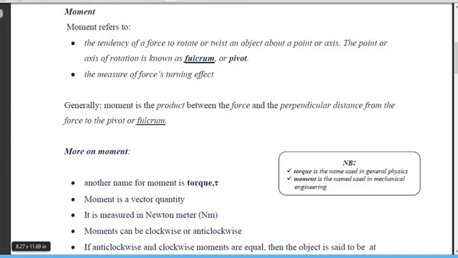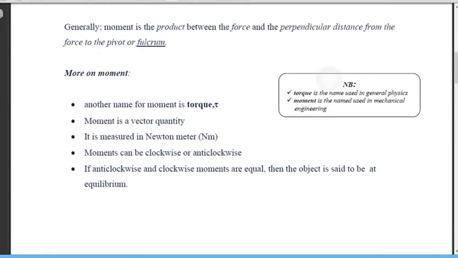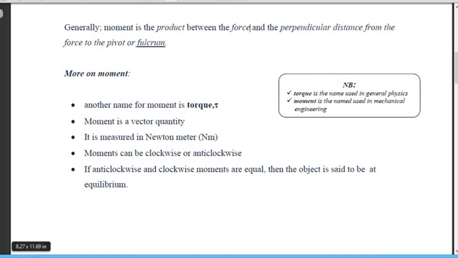Let's see what the units will be. It is measured in Newton meters. So when we talk about turning effect, and we talk about the moment of a force, the moment of a force is measured in Newton meters. Then we're actually going to talk about it right now: moments can be clockwise or anti-clockwise. If you look at your clock, I hope you know the direction when we say clockwise and when we say anti-clockwise. I hope you know that.